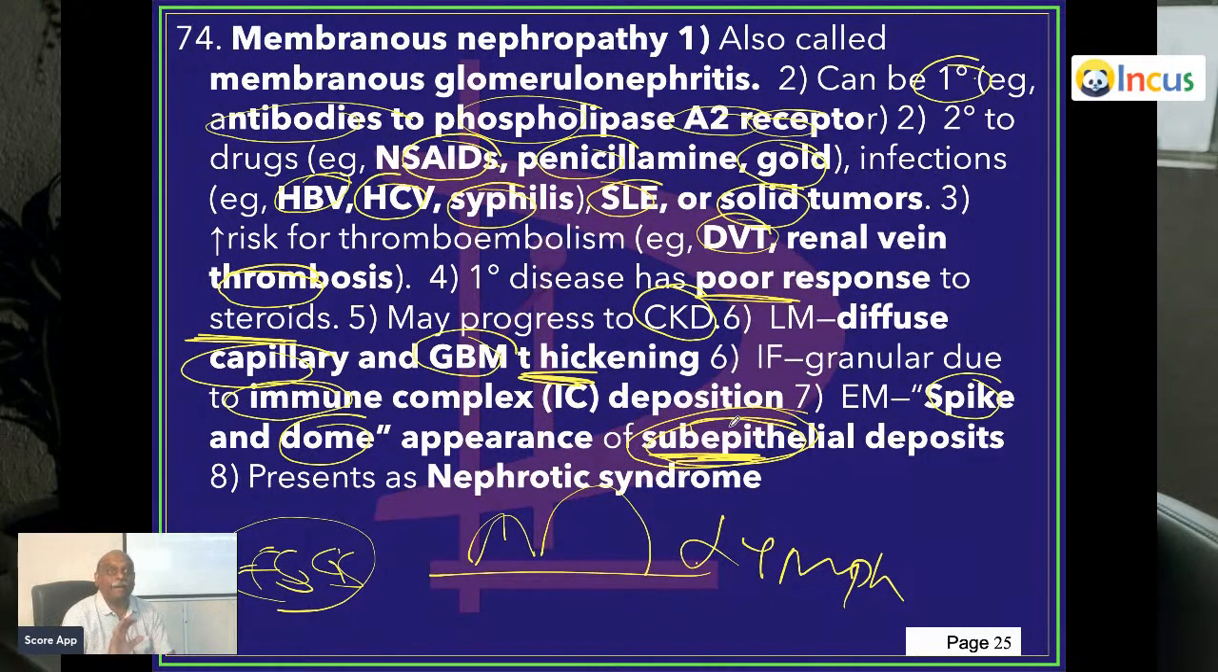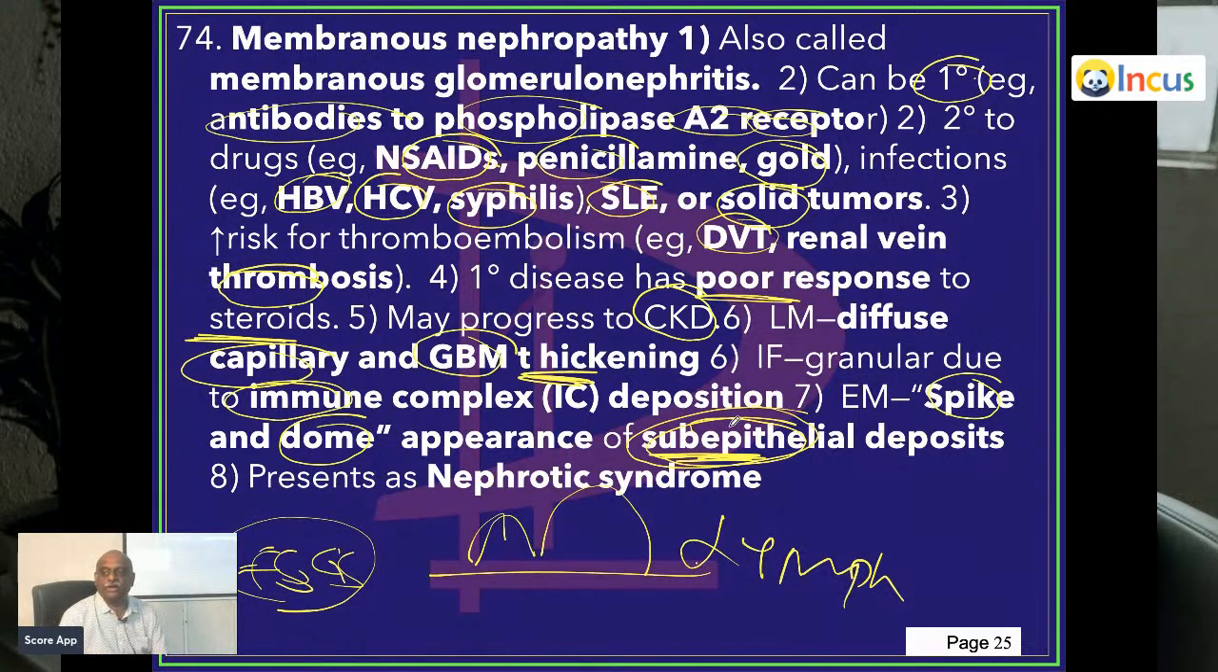So, spike and dome appearance of subepithelial deposits. So, once more, summarize, doctor. Lupus nephritis: subendothelial, wire loop lesions. Then where else do you find subendothelial? One more location, MPGN, subendothelial or subepithelial? Subendothelial. In dense deposit disease, called MPGN type 2, it is intramembranous. Then membranous nephropathy, what do you find?